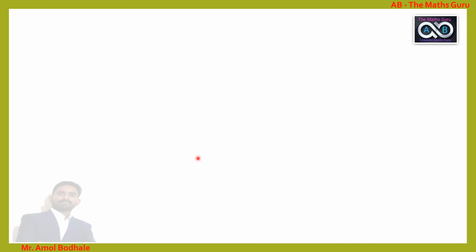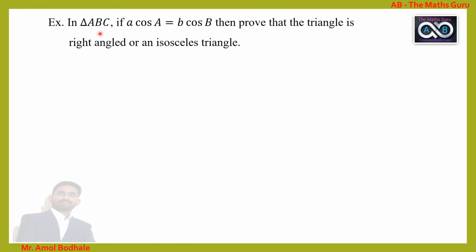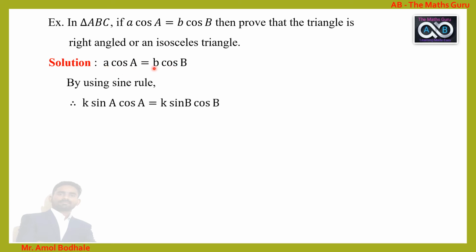Let's see the next example. In triangle ABC, if a into cos A equal to b into cos B, then prove that the triangle is either right angled or an isosceles triangle. So here we are given a cos A equal to b cos B. Using the sine rule, we can replace the values of small a and small b, that is a equal to k times sine A and b equal to k times sine B. So we can cancel k from both sides and we will multiply by 2 on both sides.